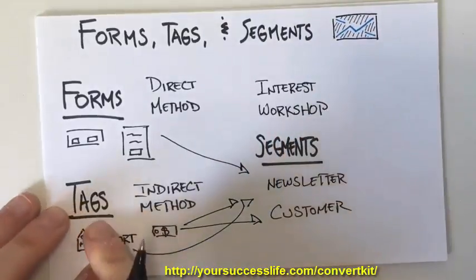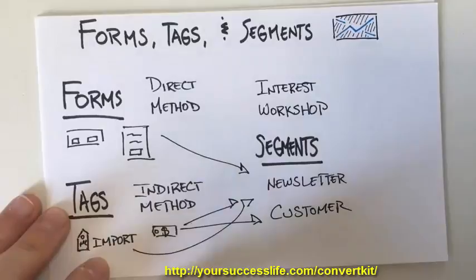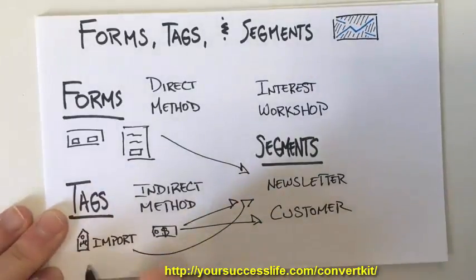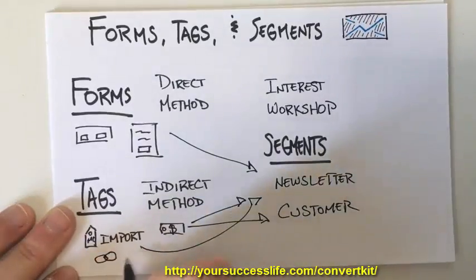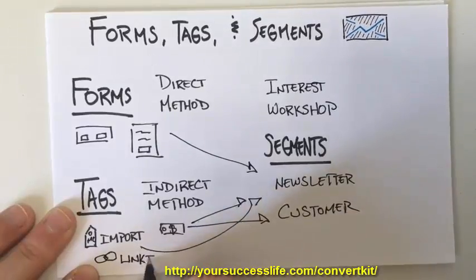Another thing that could be an indirect method of tagging is thinking about our link triggers as well. Okay, so it's a link trigger. It's still a way that they know they are being added, but it's not quite as direct as, say, joining a form.